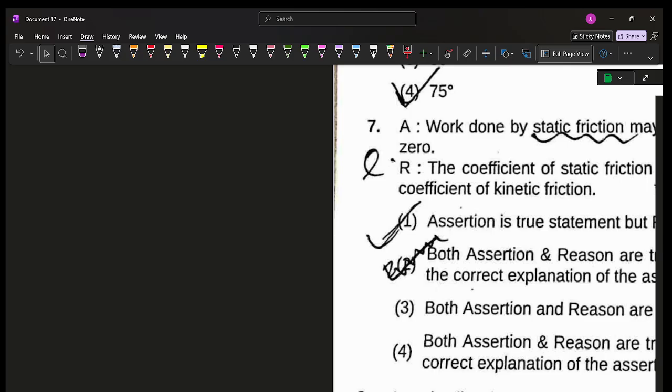Okay. Coefficient of friction, okay. Yeah, and then the static friction value is anywhere between 0 to mu s into n.